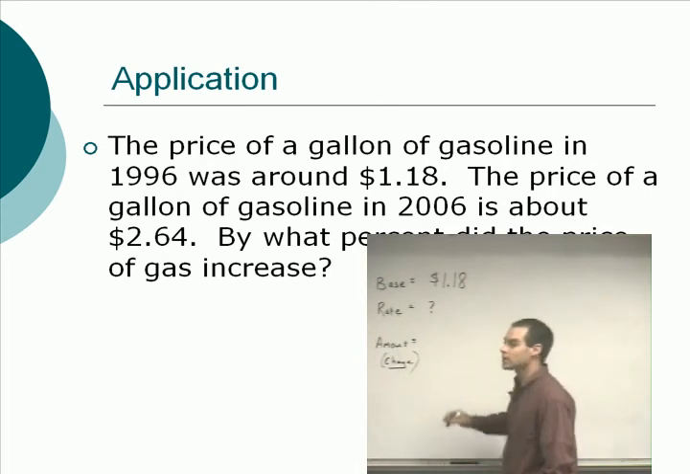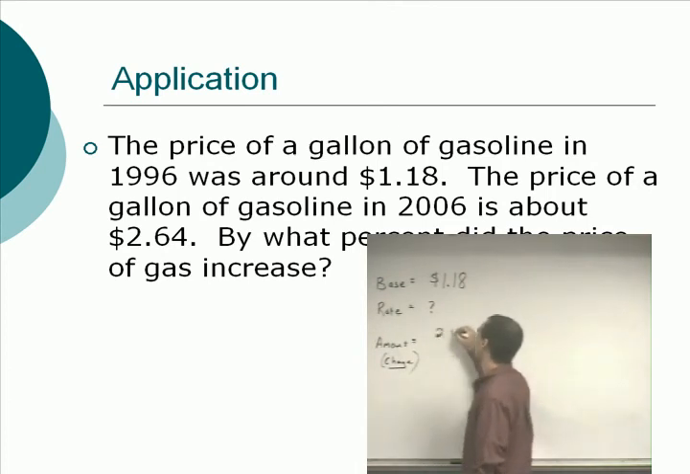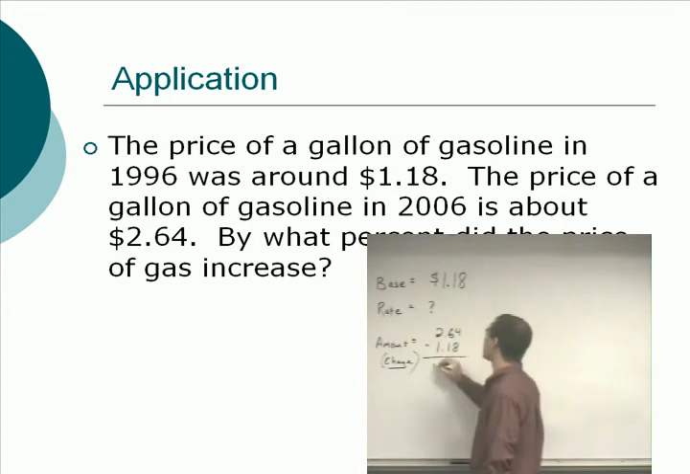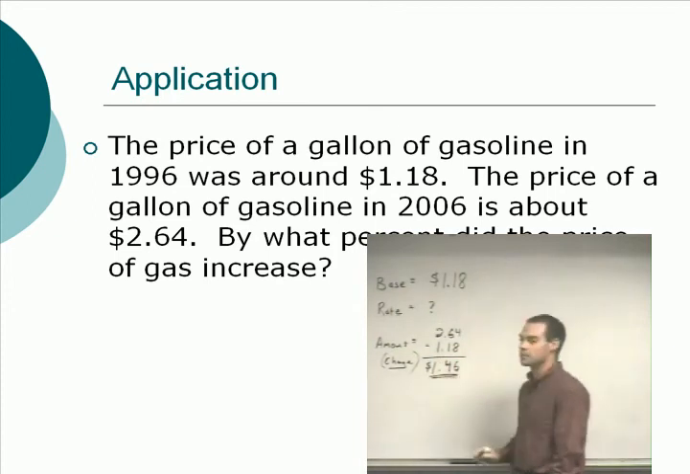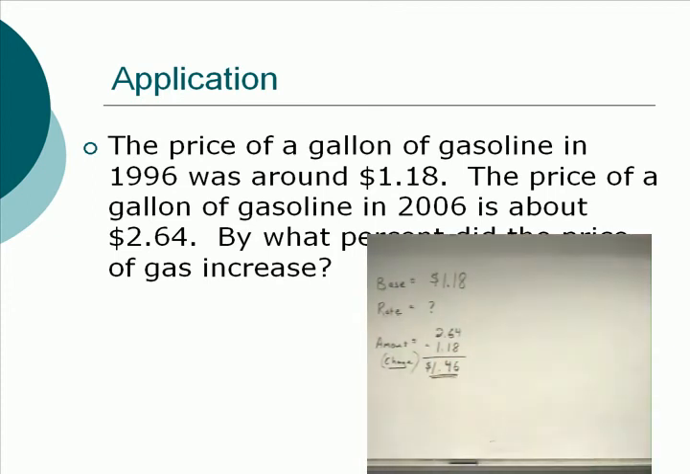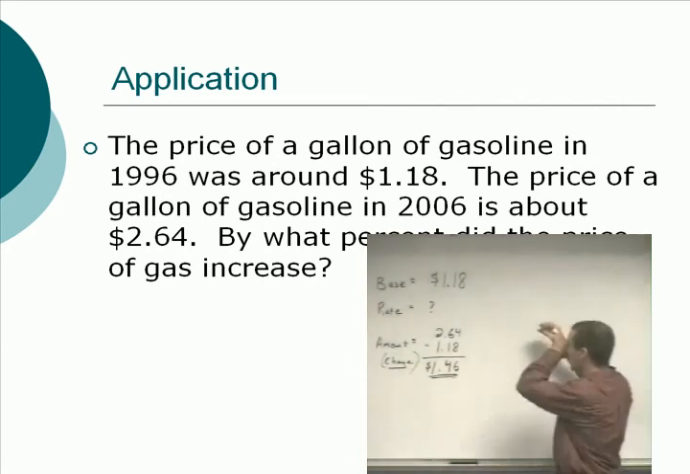So our change was 264 minus $1.18. Our change was 146. That's the amount, because we want to know what the percent change was. If it started at $1.18 and would have gone up $1.18, then its change would be 100%, doubled in price. But our change is 146, so now we can answer the question.